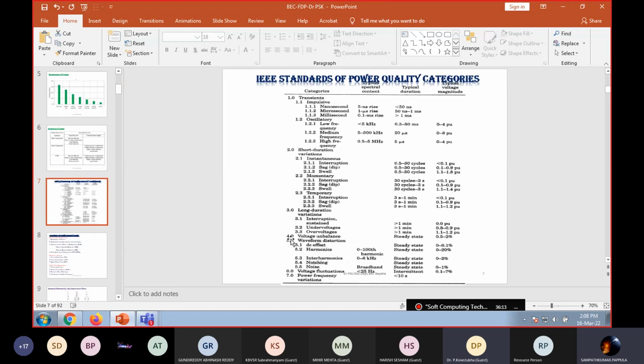So now we'll see the power quality categories as per IEEE standards, and their typical durations. If you see here, sag occurs for 30 cycles to 3 seconds. Swell is also 30 cycles to 3 seconds. Why I am mentioning these two is that I want to concentrate on these two. I want to reduce the sags and swells in the power systems at the load side, right?